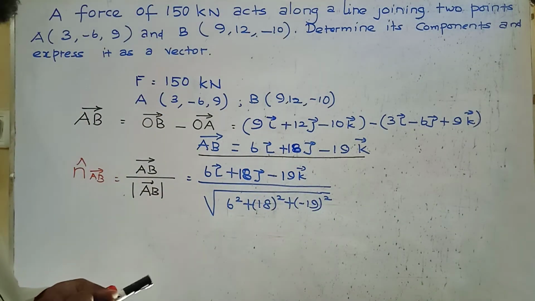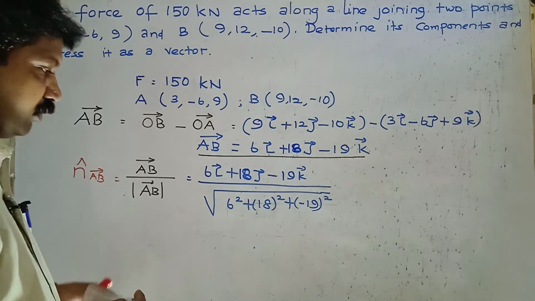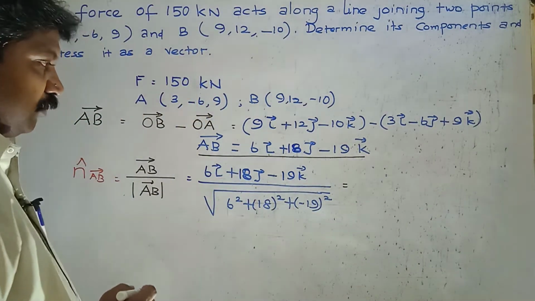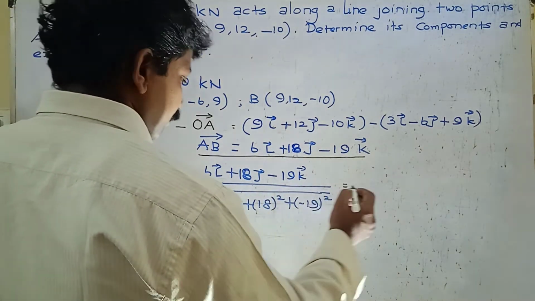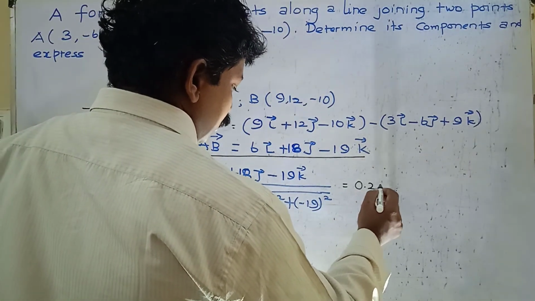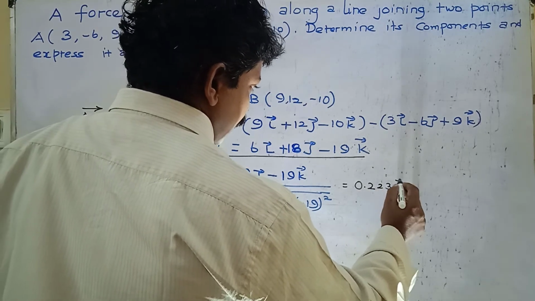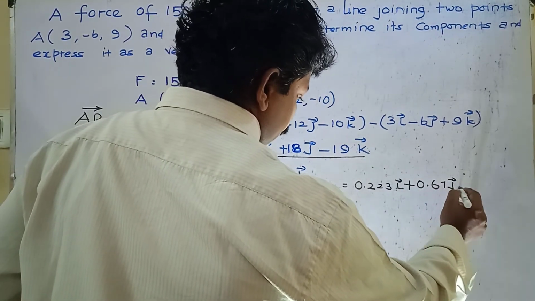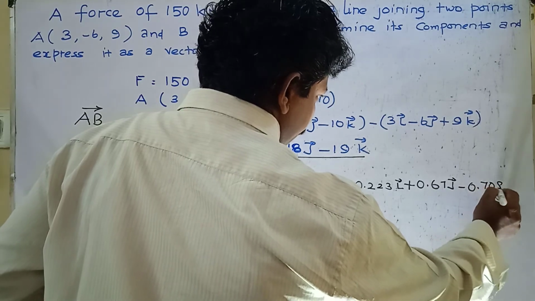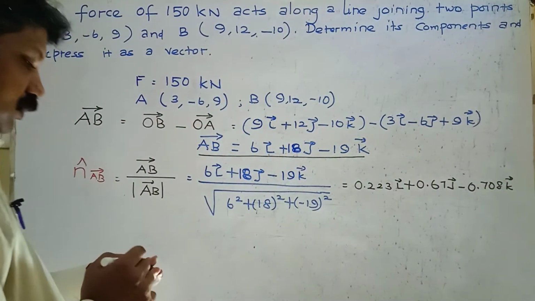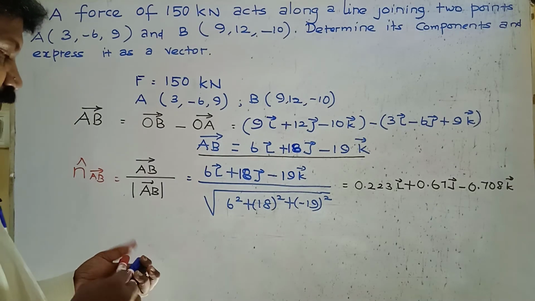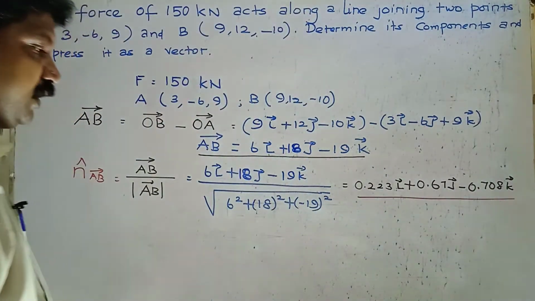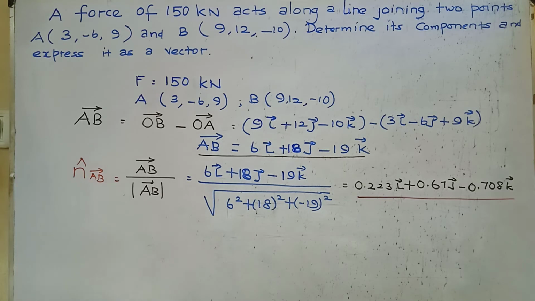So by using a scientific calculator you have to find the magnitude, divide by the magnitude, and then find n cap of AB vector equal to 0.223 I vector plus 0.67 J vector minus 0.708 K. So n cap of AB vector equal to 0.223 I vector plus 0.67 J vector minus 0.708 K.